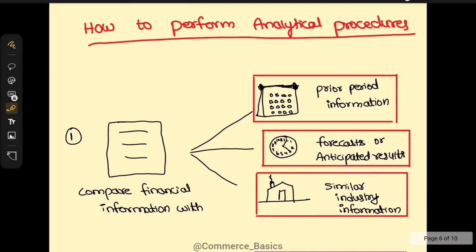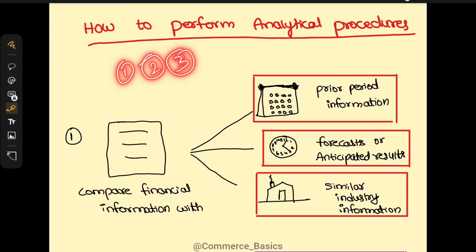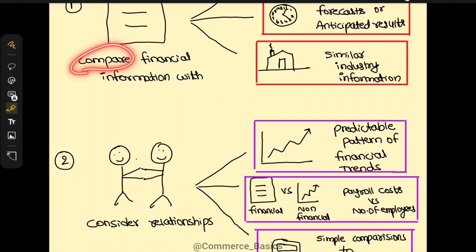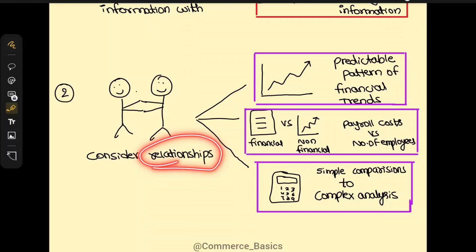Next, we will discuss how to perform. Now we know what an analytical procedure is, how many times we do analytical procedures, and what this standard actually talks about. These are the basic things we have learned so far. And finally we are entering into how to perform. There are actually two methods. One is comparing the data, and another is finding relationships between the data.